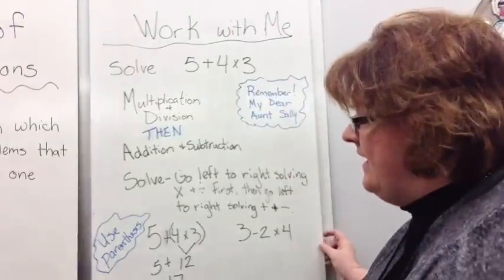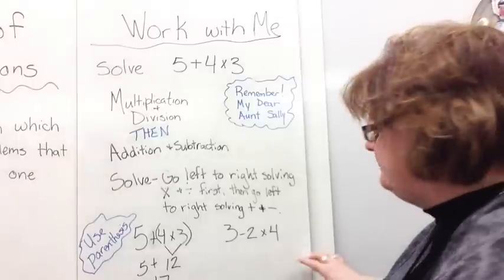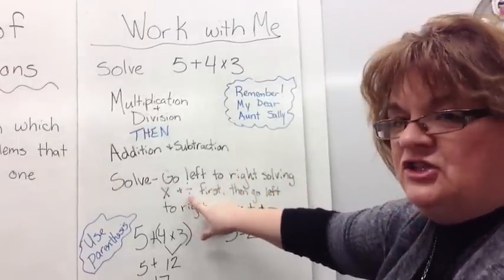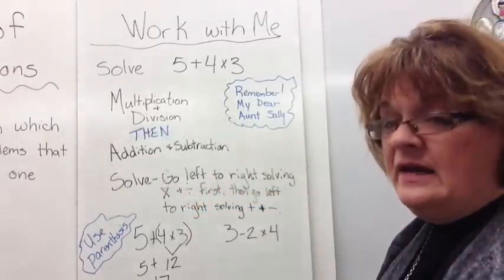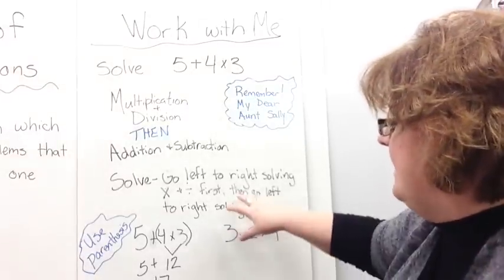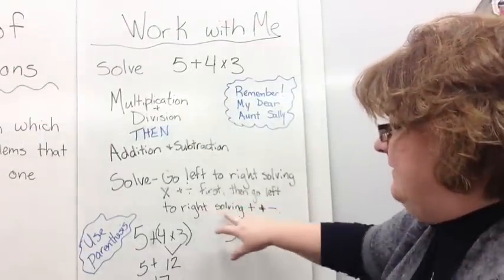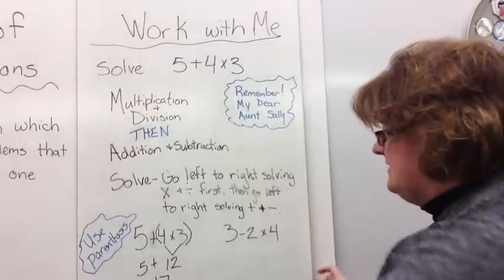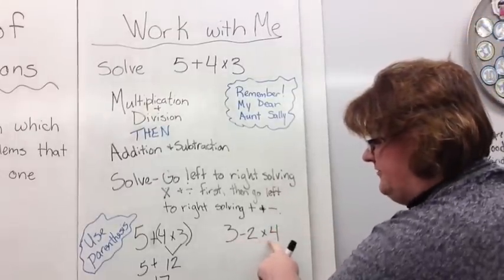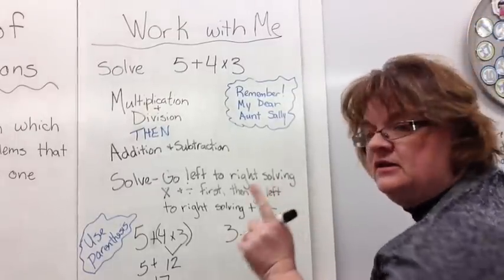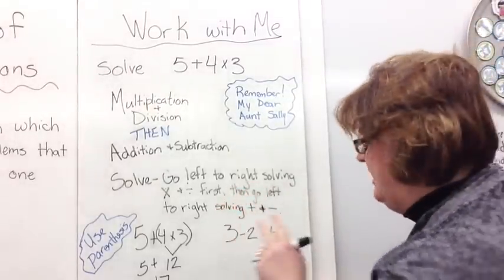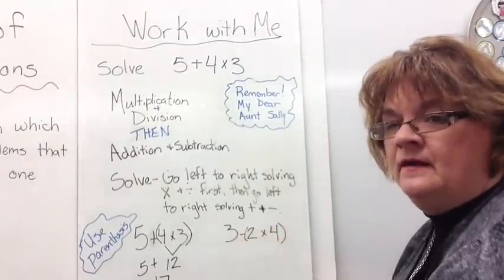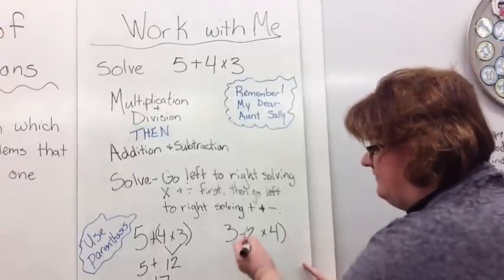Okay? Now let's do the next one together. Go left to right, solving the multiplication and the division first. Okay? You should be writing this down. All right? Then go left to right, showing the addition and subtraction next. So, 3 minus 2 times 4. Well, I'm looking for multiplication and division first. I know I have multiplication first, so I'm going to put parentheses around that. Okay, that tells me that I have to do that first.